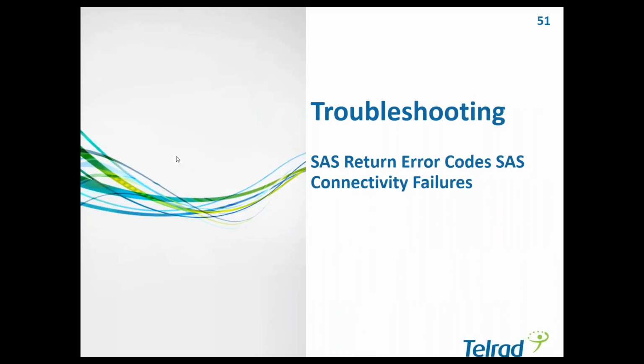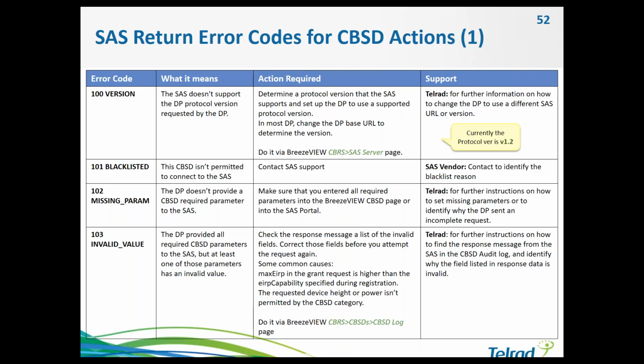Next slide, we will talk about some errors and what actions we can take in order to handle the errors. This is the errors table. The first column is the error code, the second column is what it means, the third column is the action that we should take, and some notes in the last column.